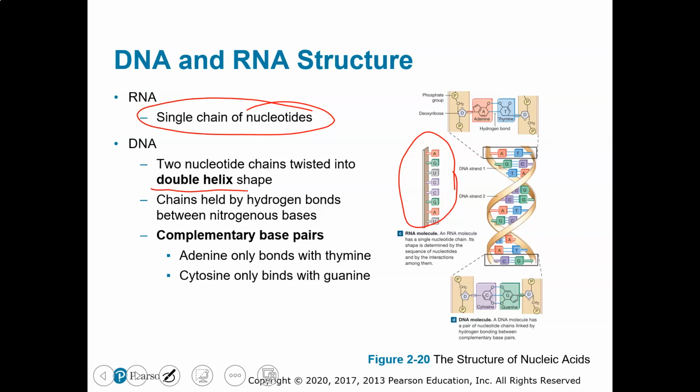And this shape is held together by hydrogen bonding between the nitrogenous bases. We also know that if we know the sequence of one side of the DNA, then we know the other sequence because of complementary base pairing. Adenine always bonds with thymine and vice versa, and cytosine only binds with guanine and vice versa.